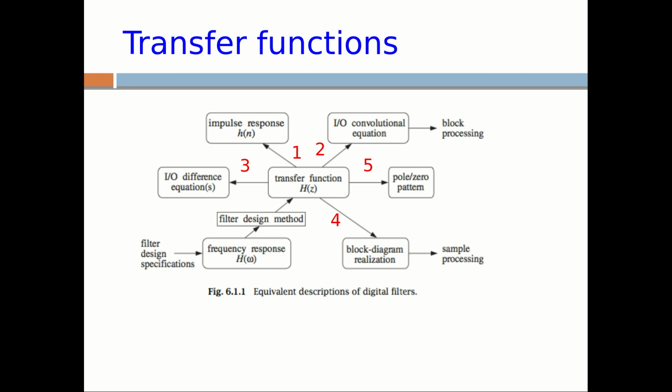So given an H(z), one can find the input-output convolution equation, the input-output differential equation, the pole zero pattern. Also one could use this to design a filter based on the frequency response. We can find the frequency response of a given signal by first finding its Z transform and then substituting z by e^(j omega). Also one could use this to visualize how a system would look. That is, one could find the block diagram realization.